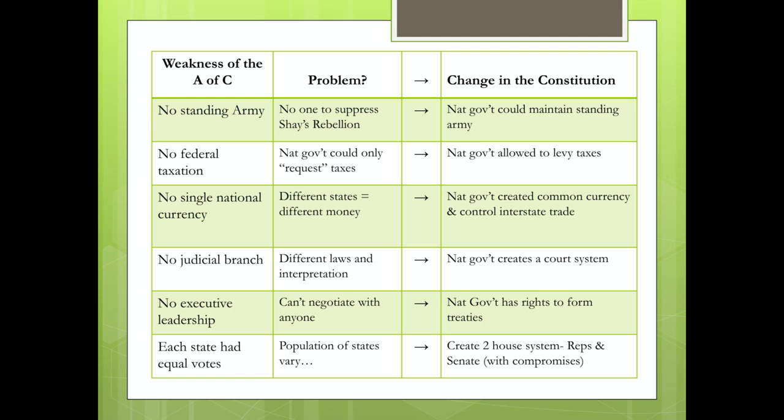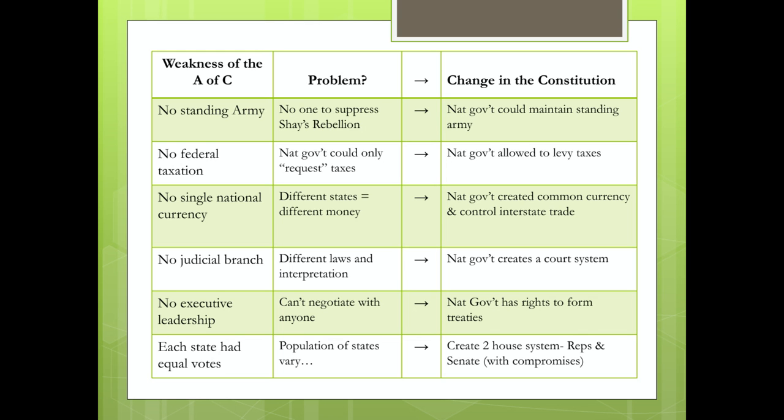They couldn't enforce them. With the new Constitution, to replace the Articles of Confederation, the national government was allowed to levy taxes. There was no single national currency. Remember that each state had its own type of money, but with the new Constitution, the national government created a common currency and could control interstate trade. There was no judicial branch, so there were different laws in different states, different interpretations. The national government is going to create a court system that would address laws that would be handled by the federal government.